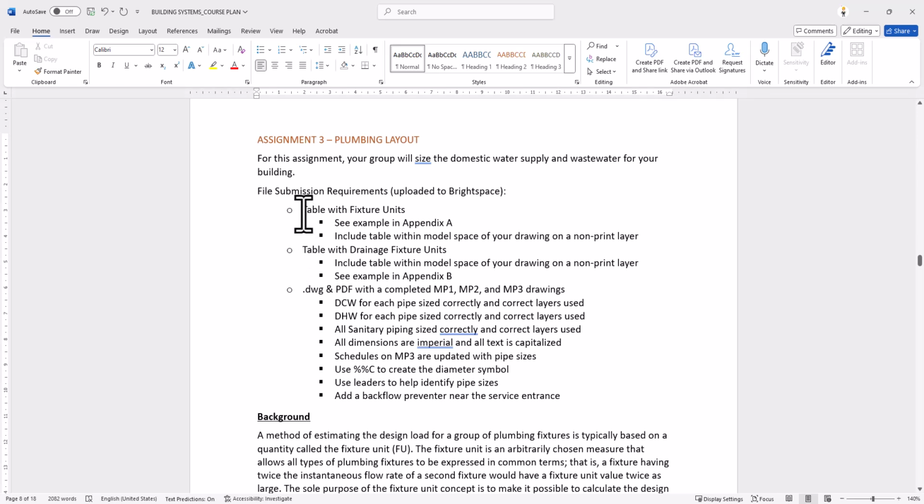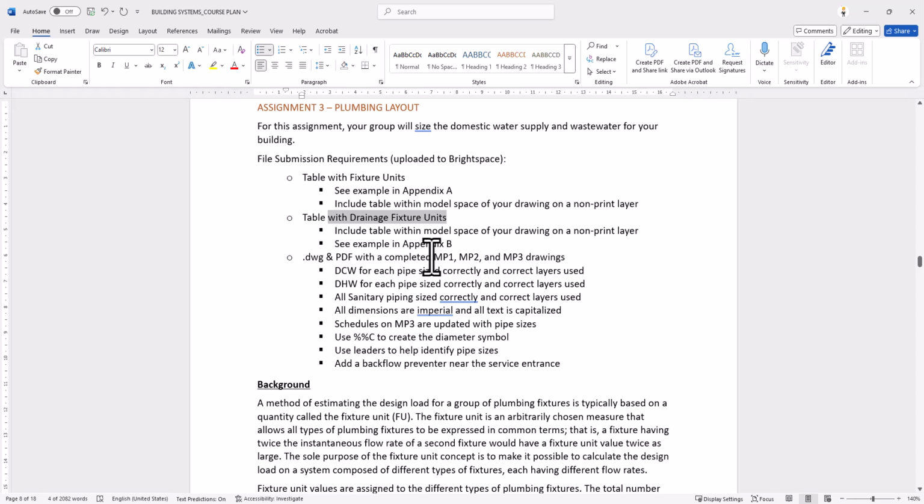There's a couple things that I want because it helps me understand if you understand how sizing of piping works. You're going to do a couple tables for me in your drawing. One is with the fixture units, which would be the sizing of the hot and cold. And the other one is the table with the drainage fixture units. And I've got an example that I'll show you.